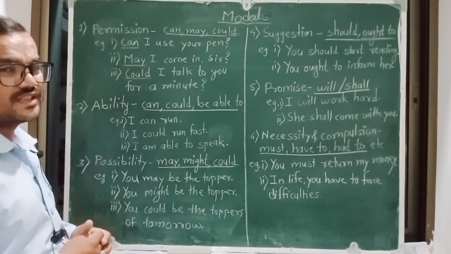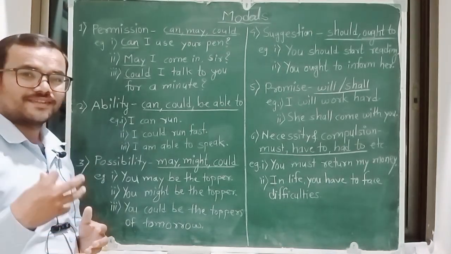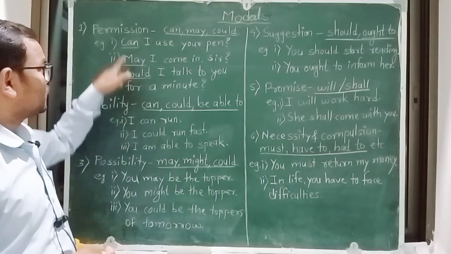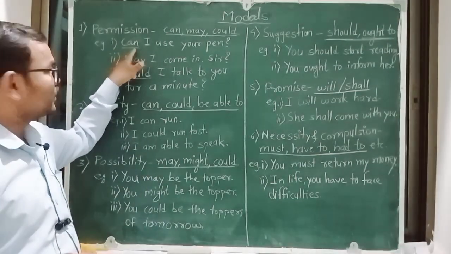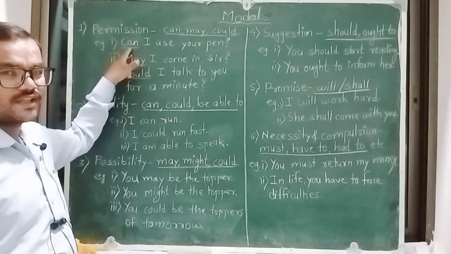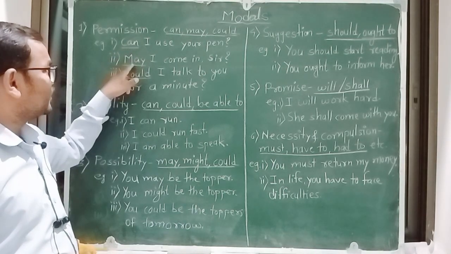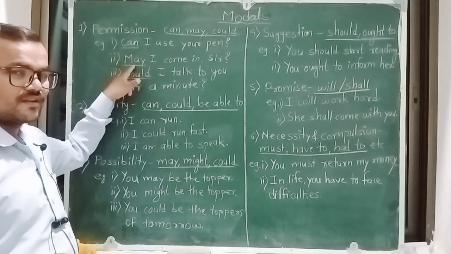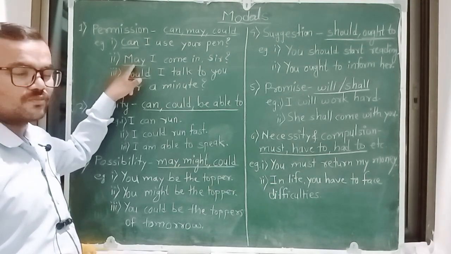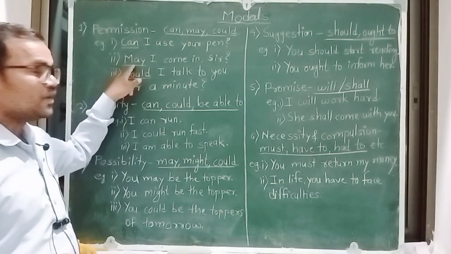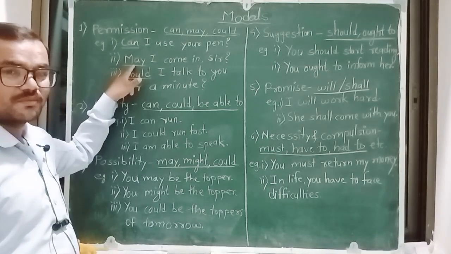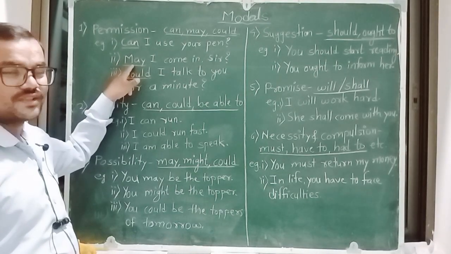The first one, "Can I use your pen?" Can is a modal auxiliary expressing permission used in informal situations. Second one, "May I come in, sir?" Over here, may is again a modal auxiliary expressing permission, used in formal situations. "Could I talk to you for a minute?" This one is also a modal auxiliary, but it is more polite than may.